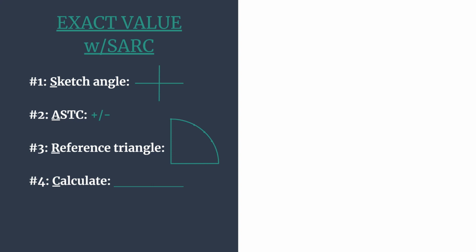R stands for reference triangle, so we'll find the reference angle and then the special right triangle and coordinates that go with it. And then C is for calculate, so we'll calculate the trig ratio that we want. And remember, we're finding the cotangent of negative 2 pi over 3. So let's go ahead and begin.